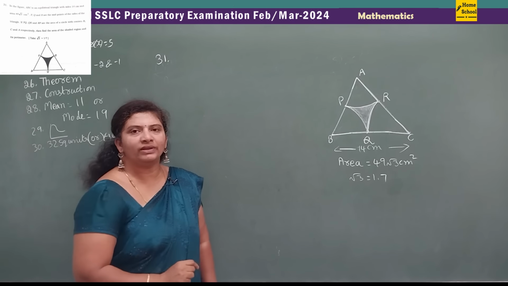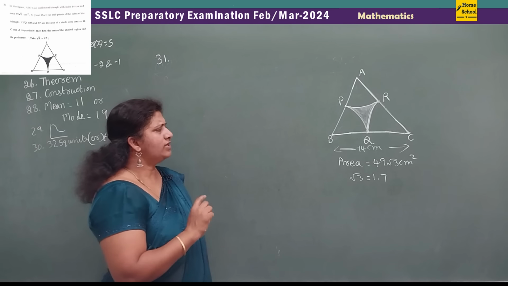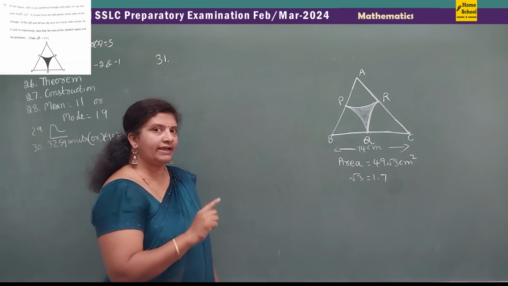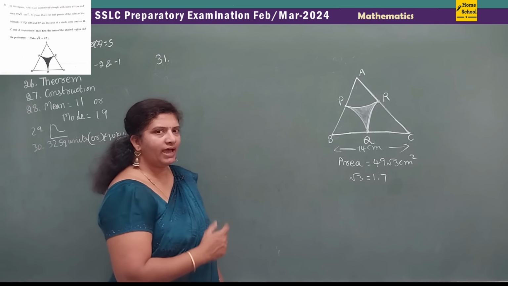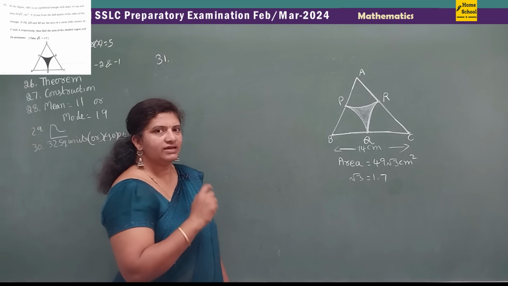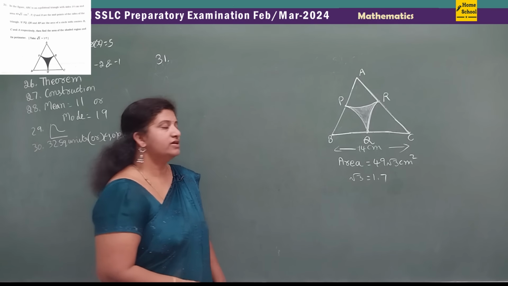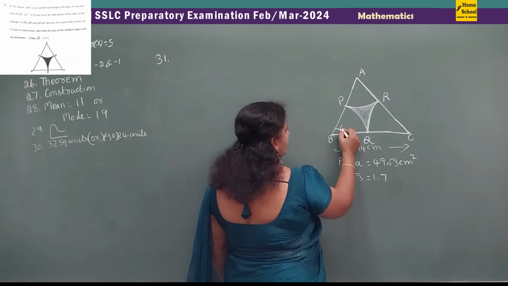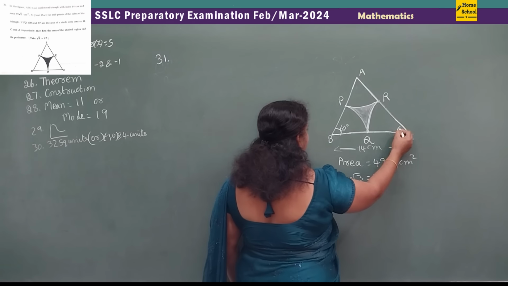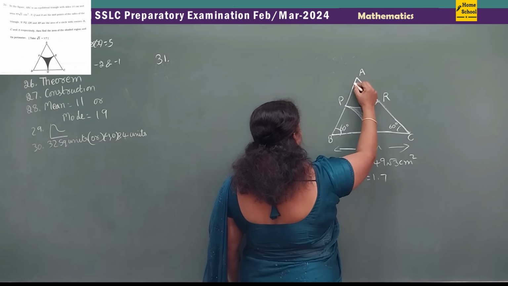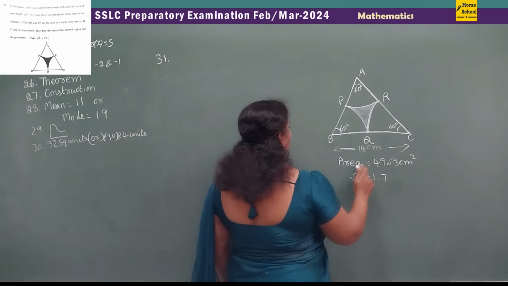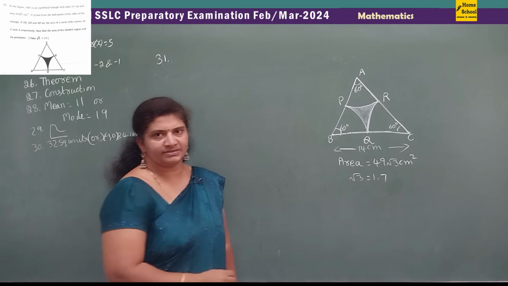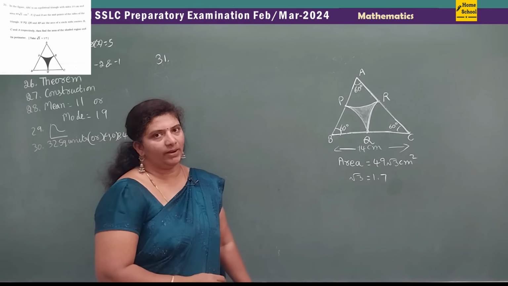ABC is an equilateral triangle. All sides are equal. Each side is 14 cm. And all angles will be equal. So what about the angle? Sum of 3 angles is equal to 180 degrees. So 180 by 3, it will be 60 degrees. So each angle will be 60 degrees. And given area of this equilateral triangle is 49 root 3 centimeter square. Use root 3 is equal to 1.7.